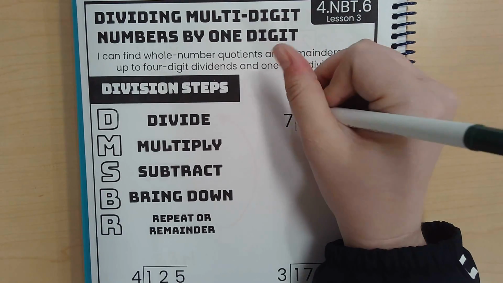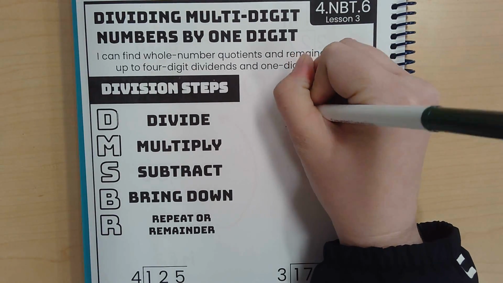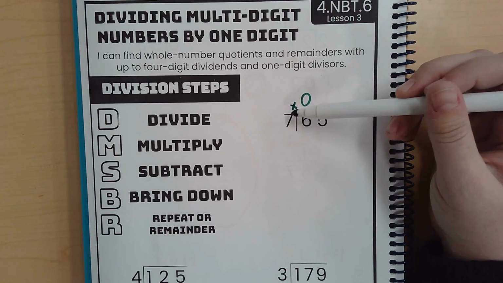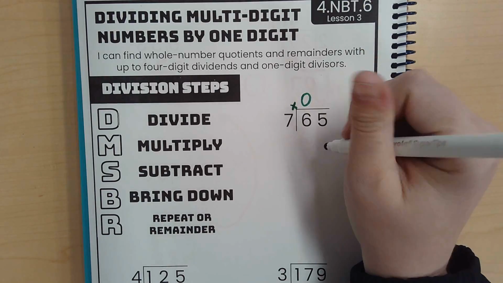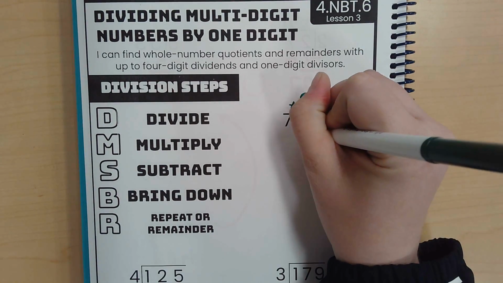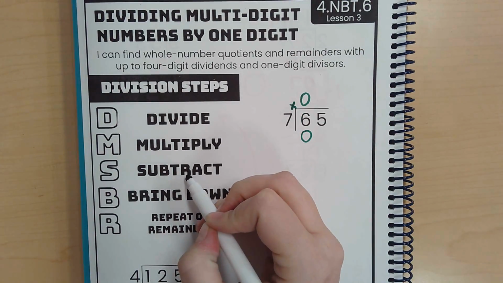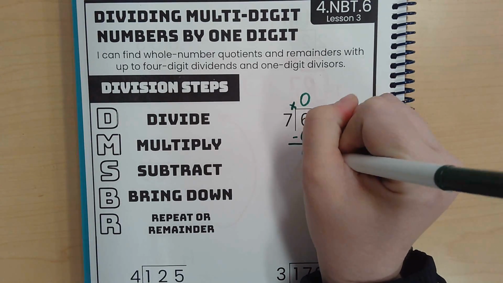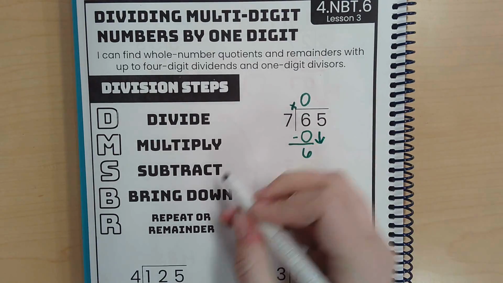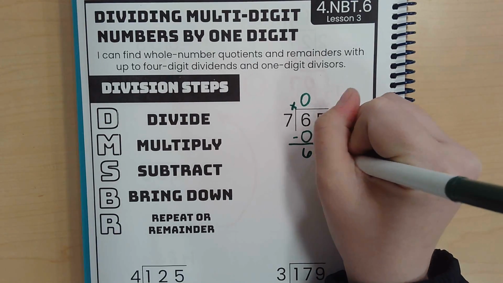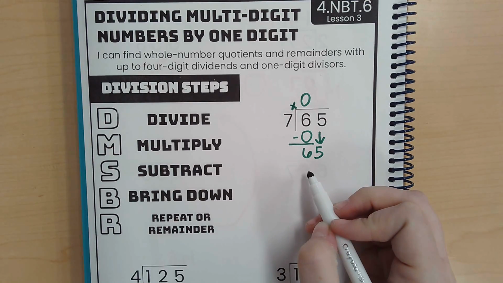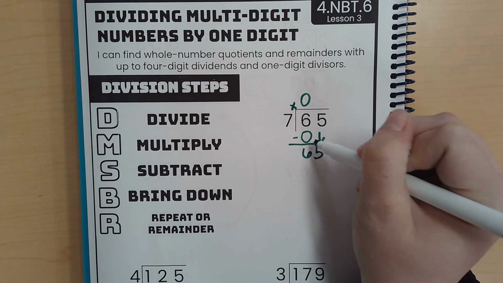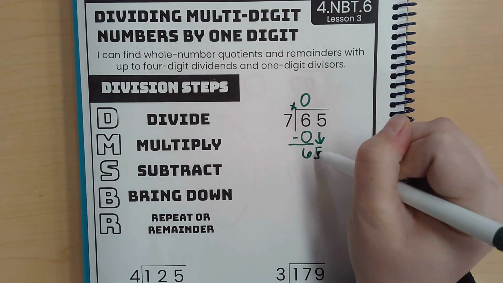Now, sometimes I have students write a multiplication symbol right here to help us remember to multiply. So 7 times 0 is 0. So I'm going to put it here. Now I'm ready to subtract. That's our third step. 6 minus 0 is 6. So I'm going to bring down, that's our next step, the 5. And now we have to think, is this number bigger or smaller than our divisor? This one is definitely bigger.